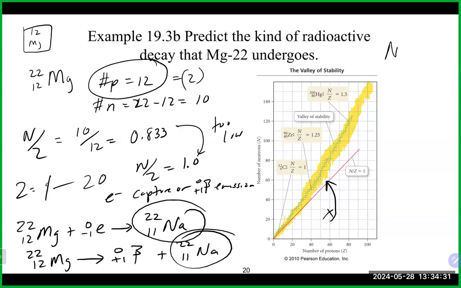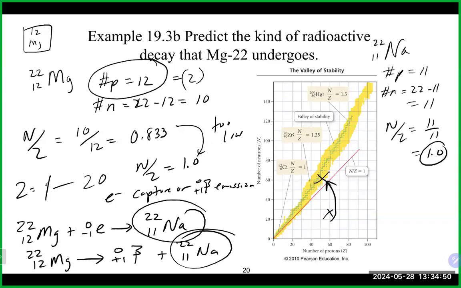Now, if we look at sodium-22, did we get better? Well, let's see. The number of protons in this guy is 11. Number of neutrons is 22 minus 11, which is 11. That means my N to Z ratio here is 11 divided by 11, which is 1. So that actually moved us right onto the belt of stability by allowing this to go through this decay process. First off, any question on any of the calculation there?